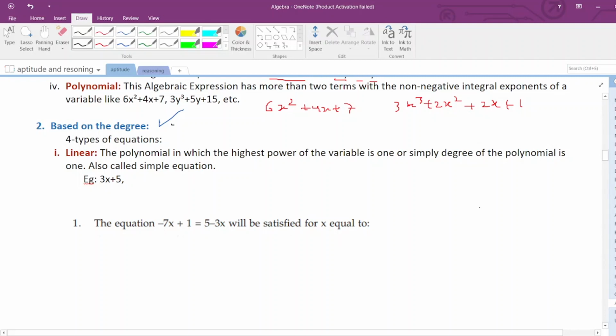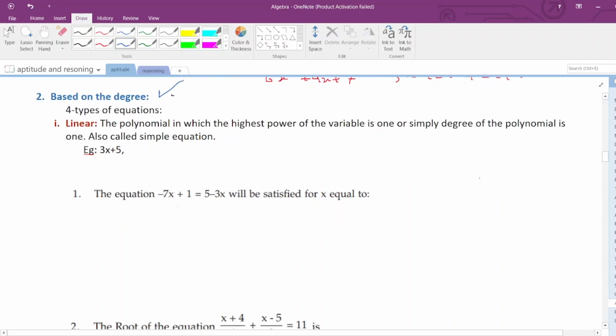Now we'll start with linear equation, and what kinds of questions and how the questions will be asked, we will solve and see here. So what is a linear equation? A polynomial in which the highest power of the variable is 1, or simply the degree of the polynomial is 1, is also called a linear equation. We can define it in two ways.